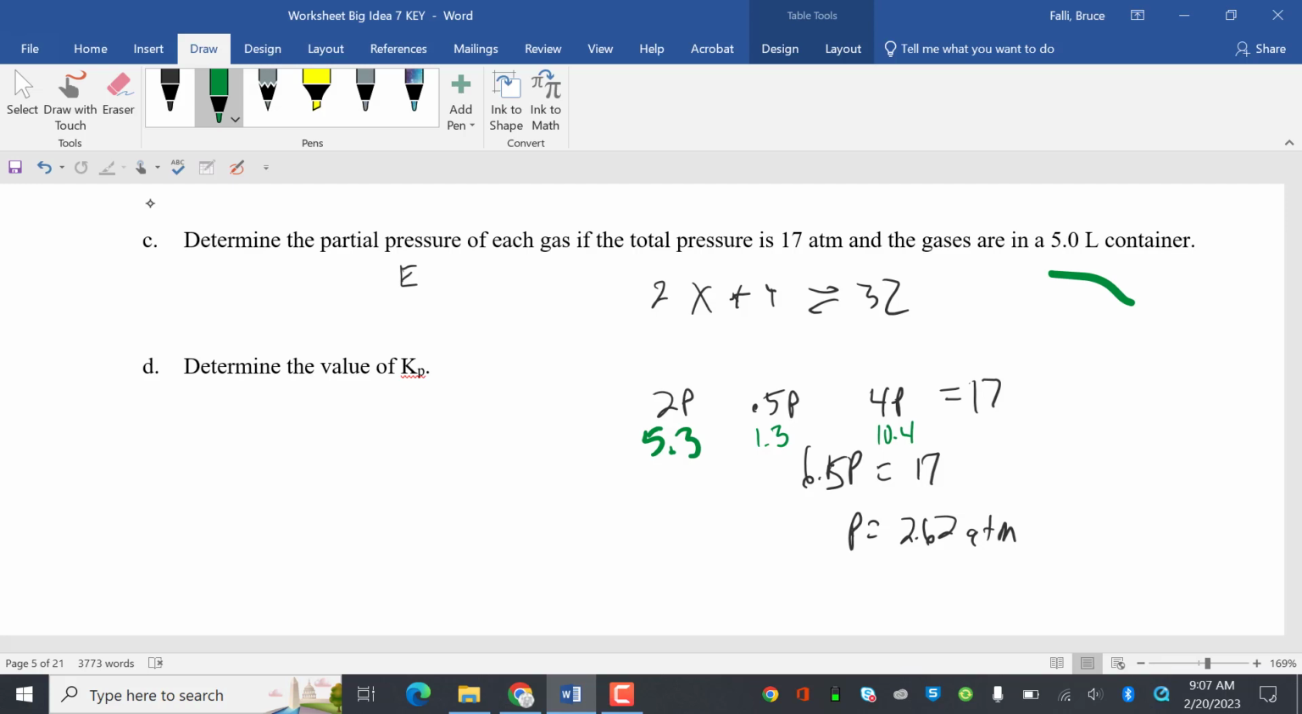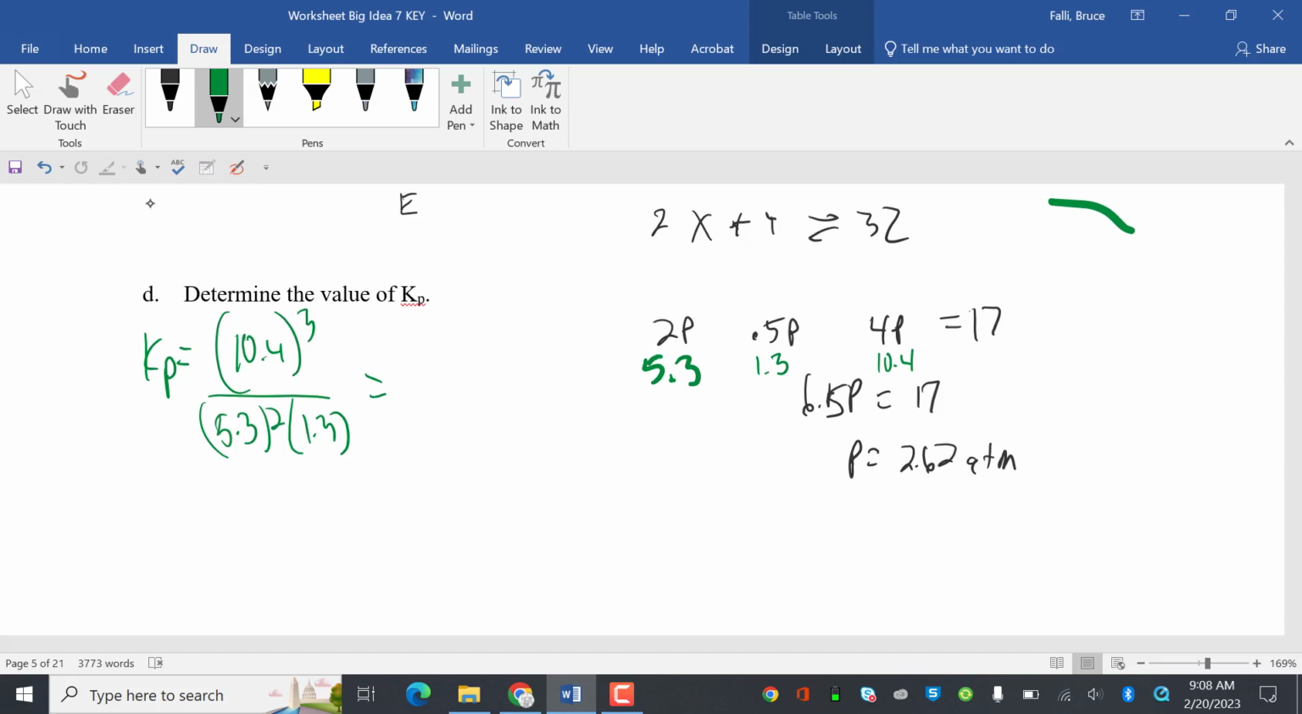That'll work. And then determine the value of Kp. Kp is my products, which would be 10.4. Whoops, I made 100 before. 10.4 cubed over 5.3 squared and 1.3. That's hard. That's a mean one. 10.4 cubed divided by 5.3 squared divided by 1.3. That'd be 30.8.